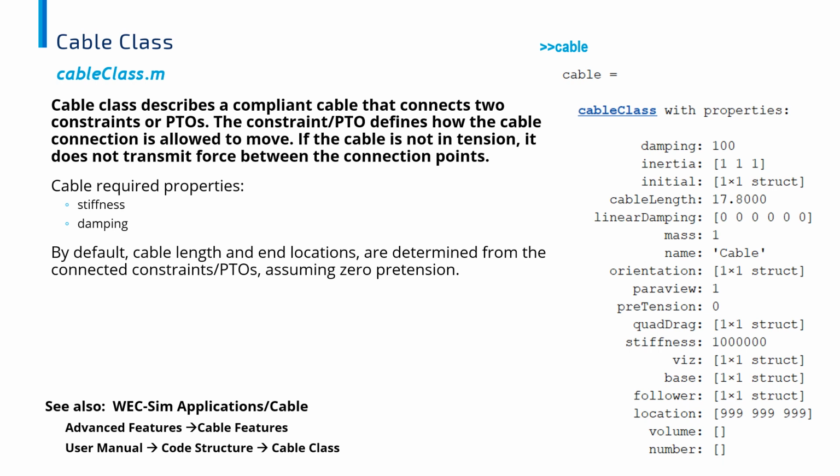If the cable is not in tension, it will not transmit forces between the two connection points. The cable has the minimum required properties of the stiffness and damping associated with the cable material properties. However, it has a variety more shown at the right hand of the screen that can be specified to determine things like pretension and initial orientation.